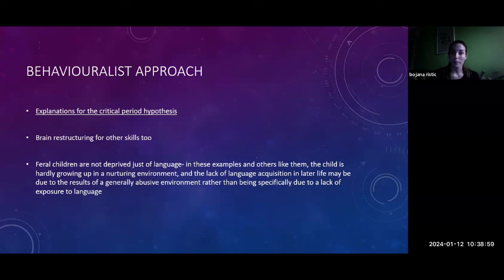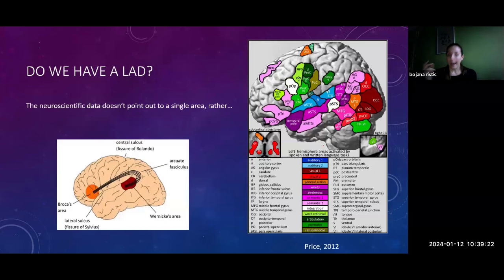So as you can see, both sides have some good arguments and some arguments that are kind of hard to explain, right? But the question now is, what we have in the last decades is neuroscientific and neuroimaging evidence. So do we have a language acquisition device? In the first years of language research, we believed for a while that there are several structures in the left hemisphere of the brain: Broca's area in the frontal area, Wernicke's area in the temporal lobe, and the arcuate fasciculus, which is a bundle of white matter pathways connecting them. And that was believed to be the structure responsible for language.